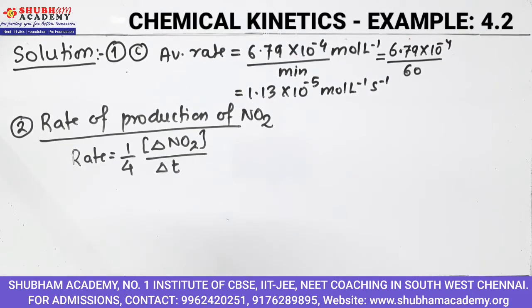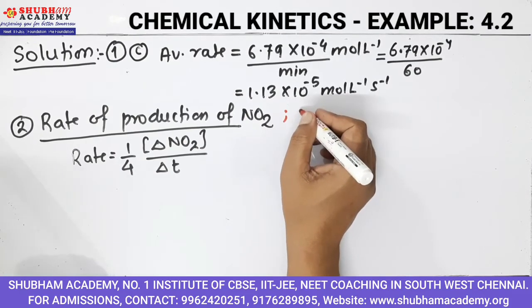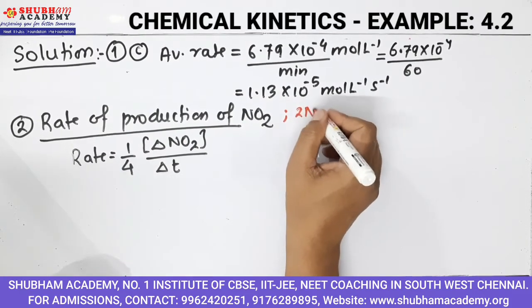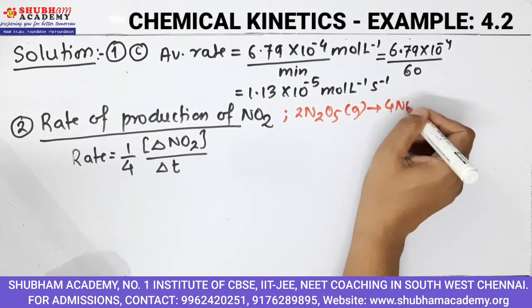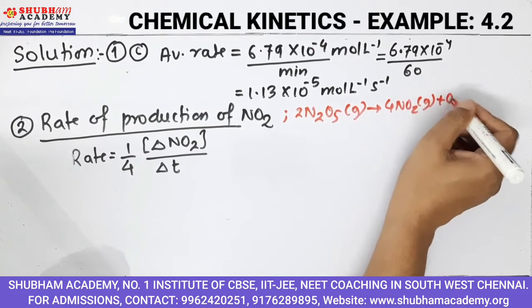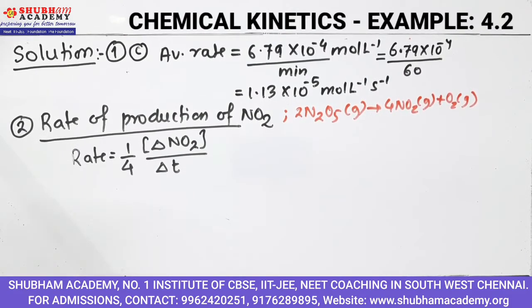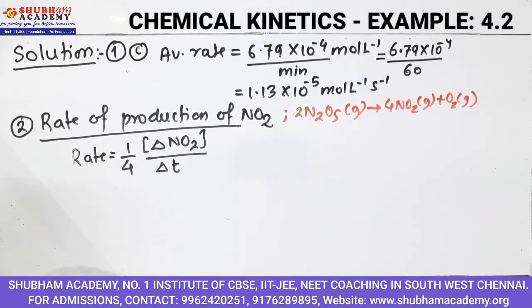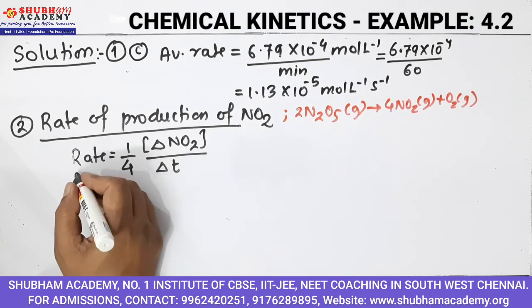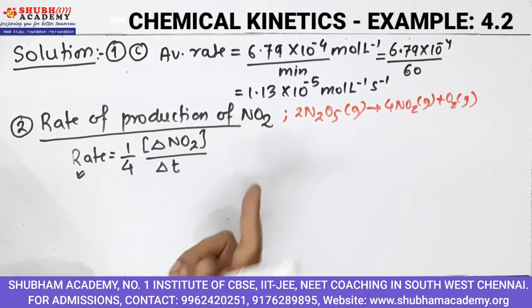So, I will write that expression and that equation also here, so that it will be easier for you to make out from where this 1 by 4 is coming. So, your equation is 2 N2O5 gas gives 4 NO2 gas plus O2 gas. So, this 4 is coming as coefficient here, right. And see here I have not taken minus sign because this is product and the concentration of product is increasing during the course of the reaction.